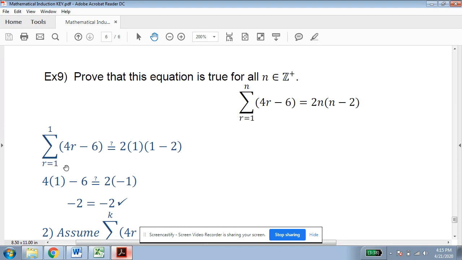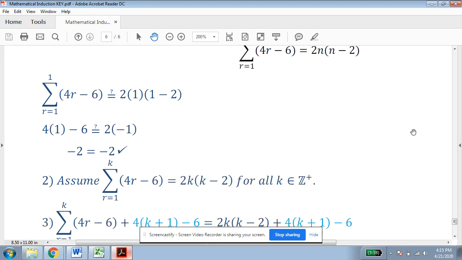So sub in r equals 1 into here. 4 times 1 minus 6. 4 times 1 minus 6 is 4 minus 6, which is negative 2. Also sub in a 1 for n on the right-hand side. 2 times 1 times 1 minus 2. 2 times 1 is 2. 1 minus 2 is a negative 1. Negative 1 times 2 is negative 2 on the right, which is also equal to the negative 2 on the left. Check.